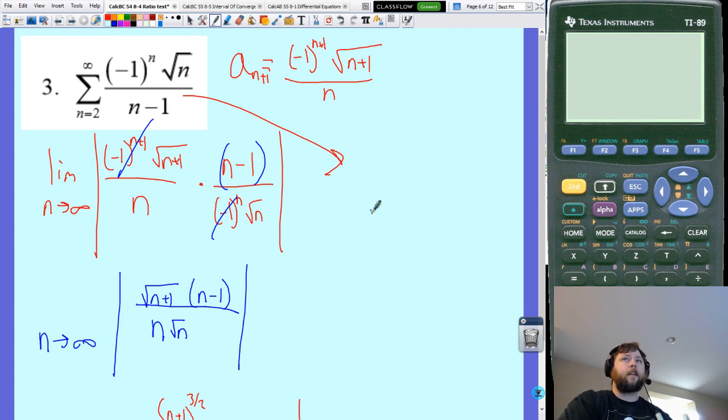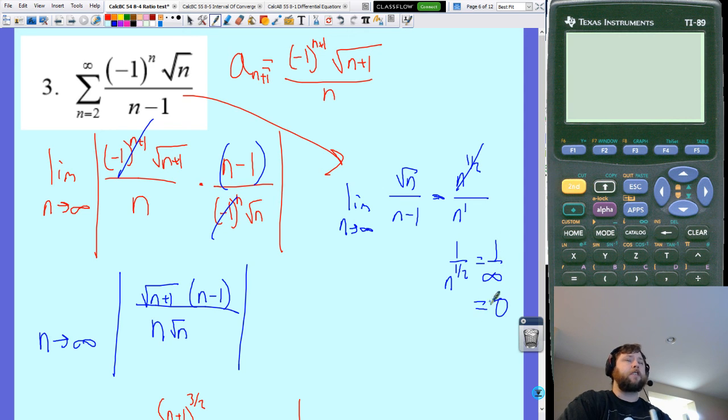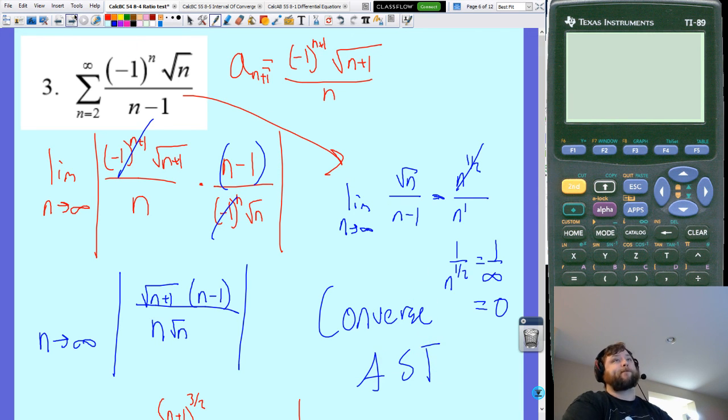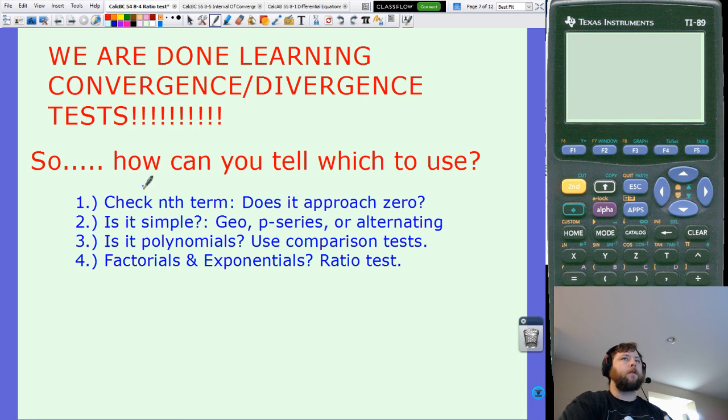Say, hey, since it alternates, let's just take the limit as n goes to infinity of square root of n over n minus 1, which is the equivalent. It's like looking at n to the 1/2 power over n to the 1 power, so one of the halves would cancel out. So it's like 1 over n to the 1/2 power, and as you go to infinity, that's the same thing as 1 over infinity, which is 0. So does it converge? Yes, by the alternating series test. All right, so we're done with this.